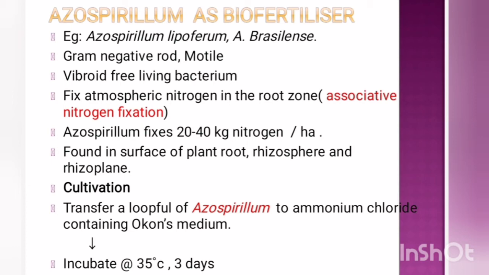Then the cultivation of Azospirillum. For the cultivation, transfer a loopful of the Azospirillum to Okon's medium. Okon's medium contains ammonium chloride. Then incubate this medium at 35 degrees Celsius for 3 days. After 3 days of incubation, the cells are harvested from this tank, then inoculated in a fermenter containing Okon's medium. This is the cultivation method.